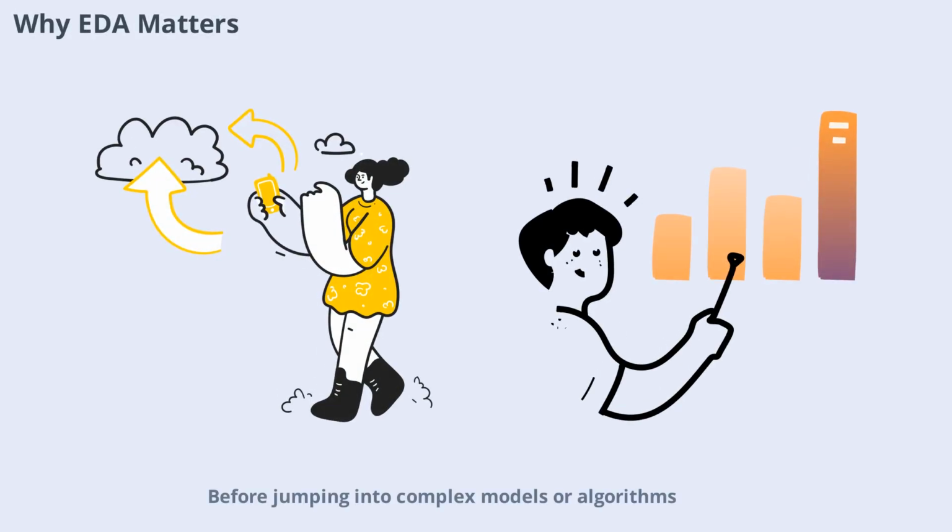Before jumping into complex models or algorithms, it's essential to understand the data you're working with. EDA provides the foundation for all subsequent analysis by revealing the underlying structure, trends, and anomalies in your dataset. It helps prevent costly mistakes, such as building models on flawed or misunderstood data. By investing time in EDA, you ensure that your insights and predictions are based on accurate, well-understood information. This step is crucial for anyone serious about data science or analytics.